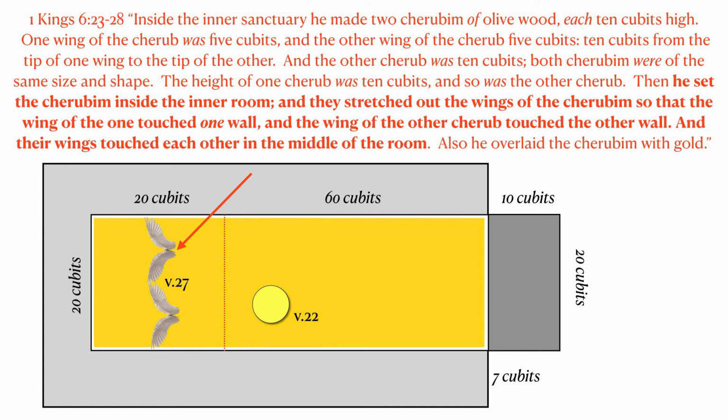And then he set the cherubim inside the inner room, and they stretched out the wings of the cherubim so that the wing of the one touched one wall, and the wing of the other cherub touched the other wall, and their wings touched each other in the middle of the room. And also he overlaid the cherubim with gold.